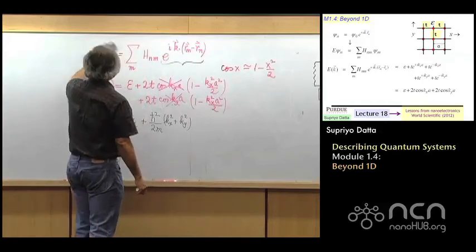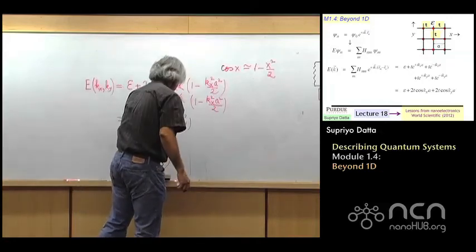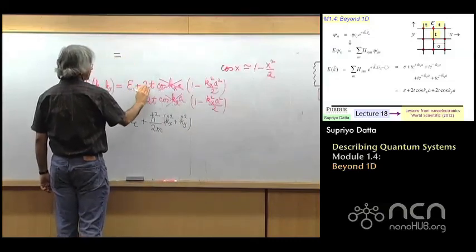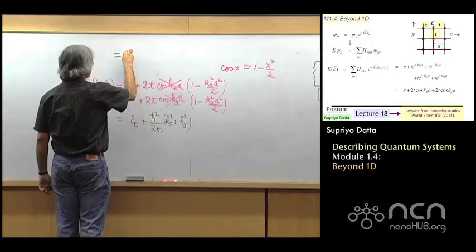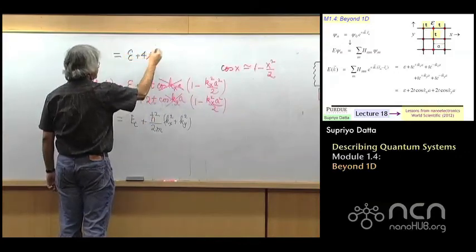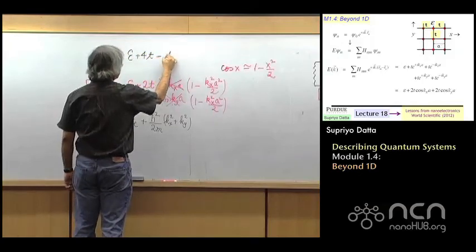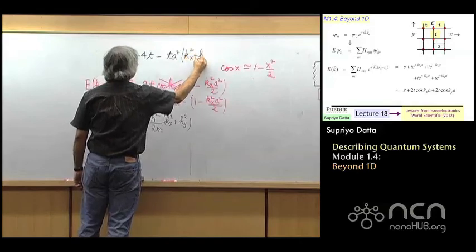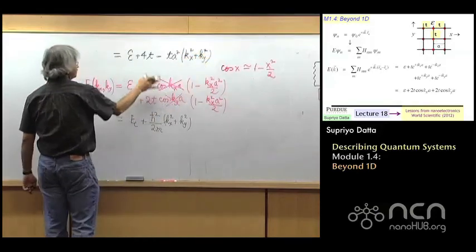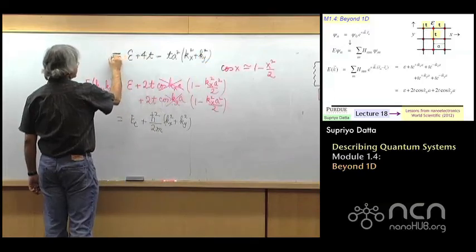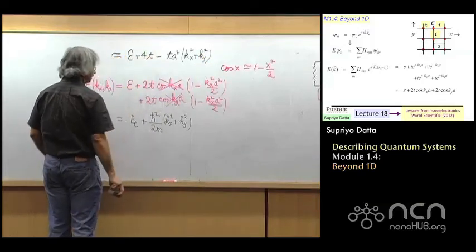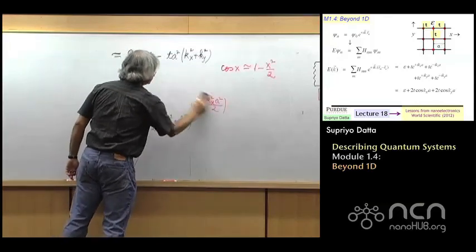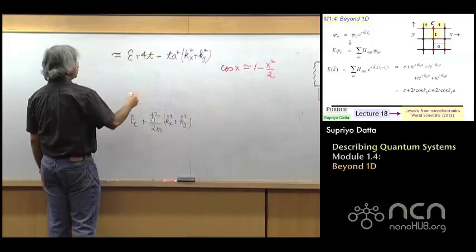Namely, wait a second. Here I could write this as, if I collect these together, the epsilon plus 2t and another 2t here. So I'll get epsilon plus 4t. And then we'll have minus t times a squared times kx squared plus ky squared. So from the cosine, we have gone to this parabolic relation, and this is, of course, approximate for small kx a and ky a. And this is what you can then compare to what you want. And that will then tell you how to choose your parameters.